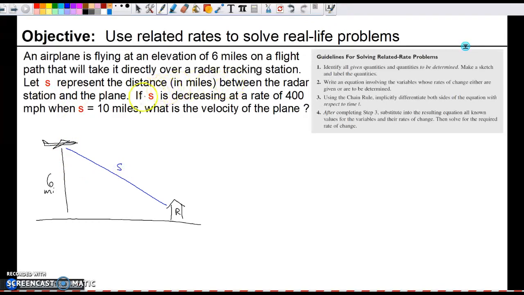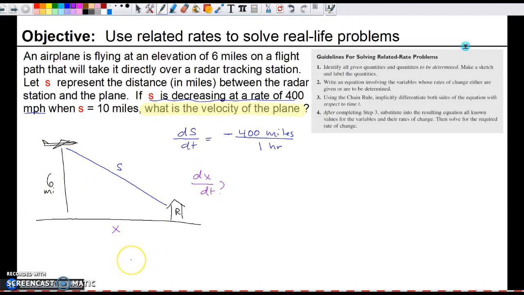Now, if S is decreasing at a rate of 400 miles per hour, remember that's ds/dt, and it is decreasing, so it'd be negative 400 miles per hour. S is measured in miles, t is measured in hours. What I want to know in this problem is what is the velocity of the plane? Well, what is velocity? That's the difference in position with time. The only position that's changing here is the x position, because I'm keeping the height fixed at 6. So I want to find dx/dt.